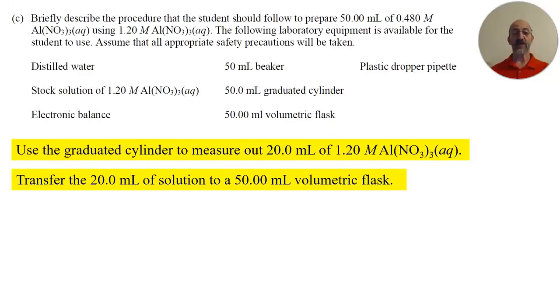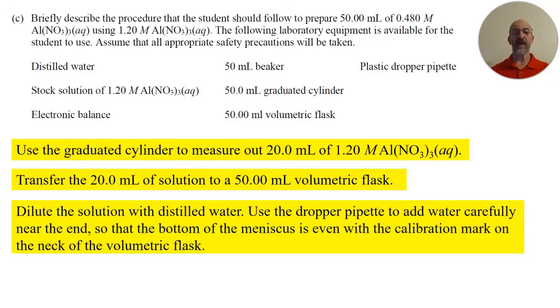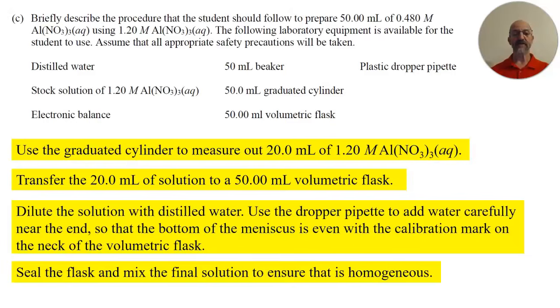So transfer the 20 milliliters of solution to a 50 milliliter volumetric flask. So that is the piece of glassware we use for preparing solutions. Then we're going to be adding water. So dilute the solution with distilled water. Use the dropper pipette to add water carefully near the end so that the bottom of the meniscus is even with that calibration mark on the neck of the volumetric flask. And then finally seal the flask and mix the final solution to ensure that it's homogeneous.